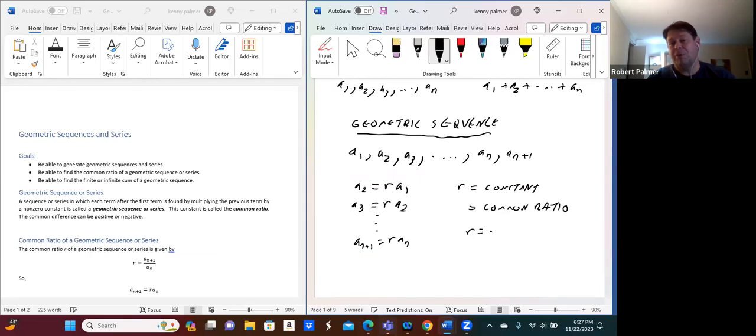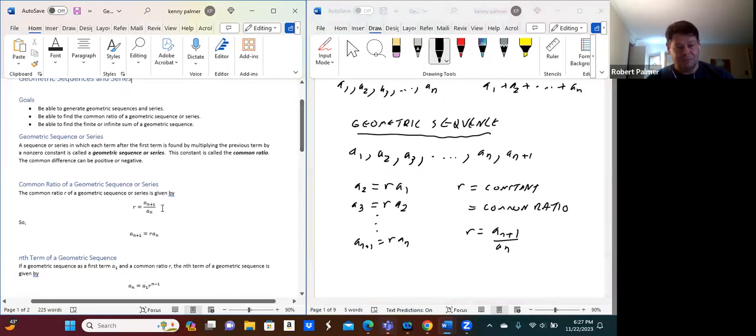R can also be written as A(n+1) divided by AN, as you can see here on the left. This implies that from any number AN in the sequence, you multiply by R to get the next number in the sequence. Remember, in an arithmetic sequence, the difference between one number and the next is a constant. You add some constant to A2 to get A3. But here, you multiply A2 by some number to get A3. That's a geometric sequence, as long as that number is constant.